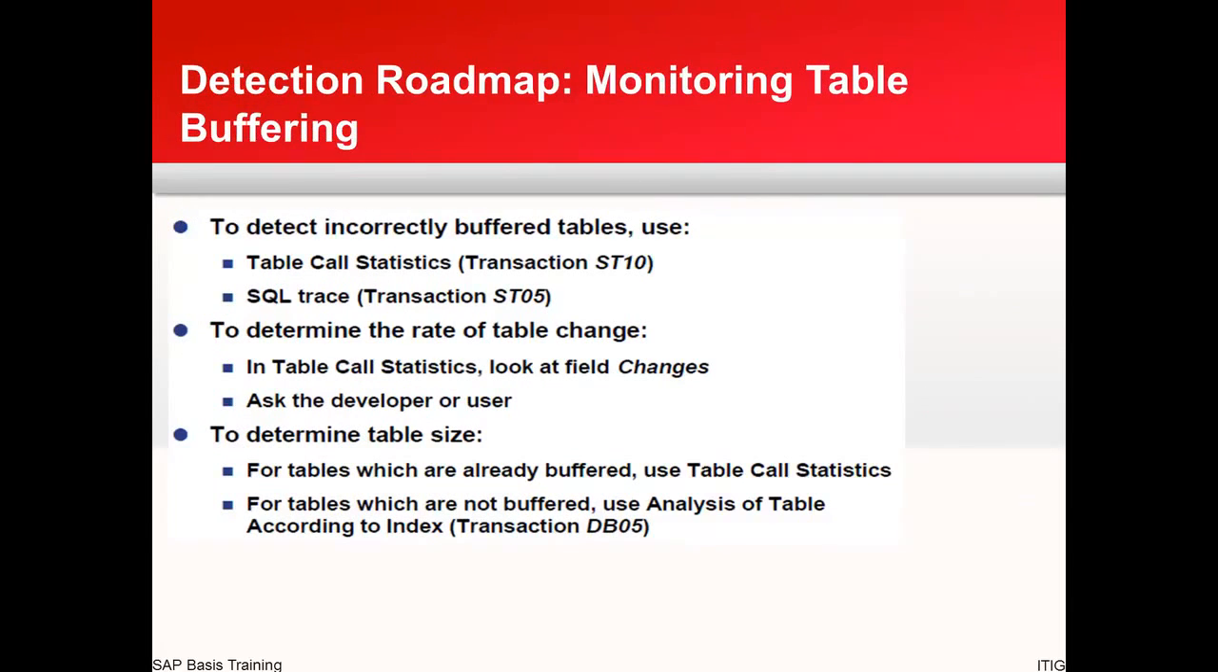Then monitoring table buffering. To detect incorrectly buffered tables, we use transaction ST10, or we can use the SQL trace, that is ST05. To determine the rate of table change, look at field changes, or ask the developer or user. To determine table size, for tables which are already buffered, see table call statistics. For tables which are not buffered, use analysis of table according to index, DB05.